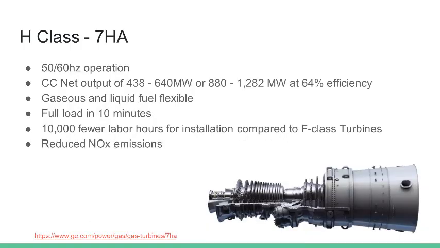The third type of gas turbines we'll be looking at is the H class, most notably the 7HA and the 9HA models. First, we're talking about the 7HA, which operates at around 50 to 60 hertz and has a net output of 400 to 1300 megawatts of power. It is a combined cycle that runs at an efficiency of about 64%.